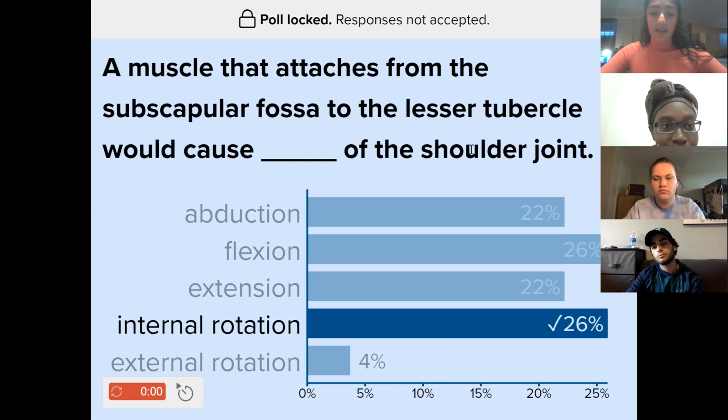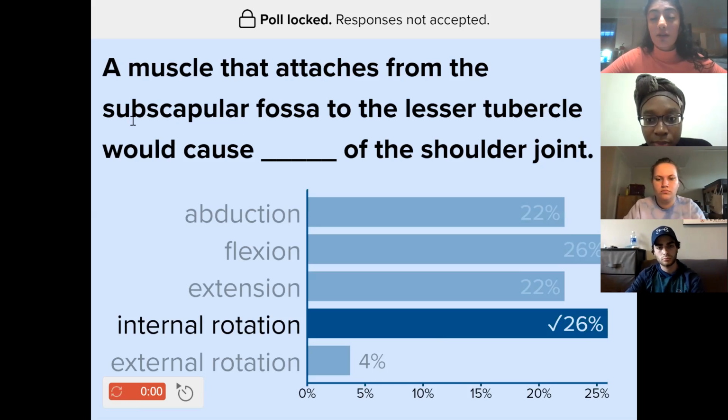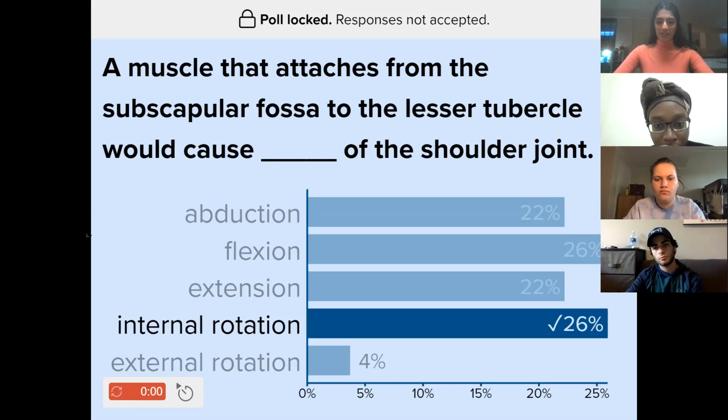Another really good thing about this question to keep in mind is when it says from blank to blank. The from is what we call the origin, and the to is what we call the insertion. I don't want to get too ahead of us for muscles, but it's not that the tubercle is pulling on the subscapular fossa. That wouldn't make sense, because that'd be our humerus pulling on our whole body. It's actually vice versa: our subscapular fossa pulling on this lesser tubercle, which causes that internal rotation. So you don't even need to know anything about muscles, and you can use your knowledge of bones to figure out what is happening.